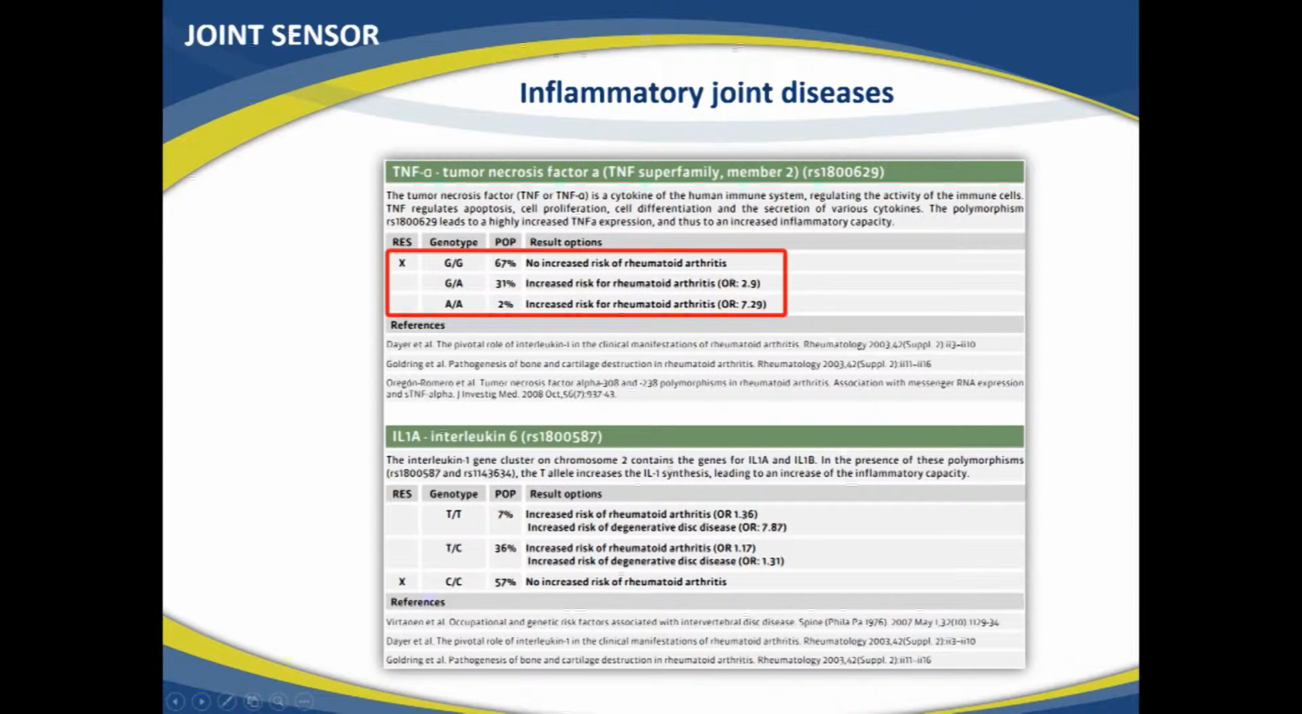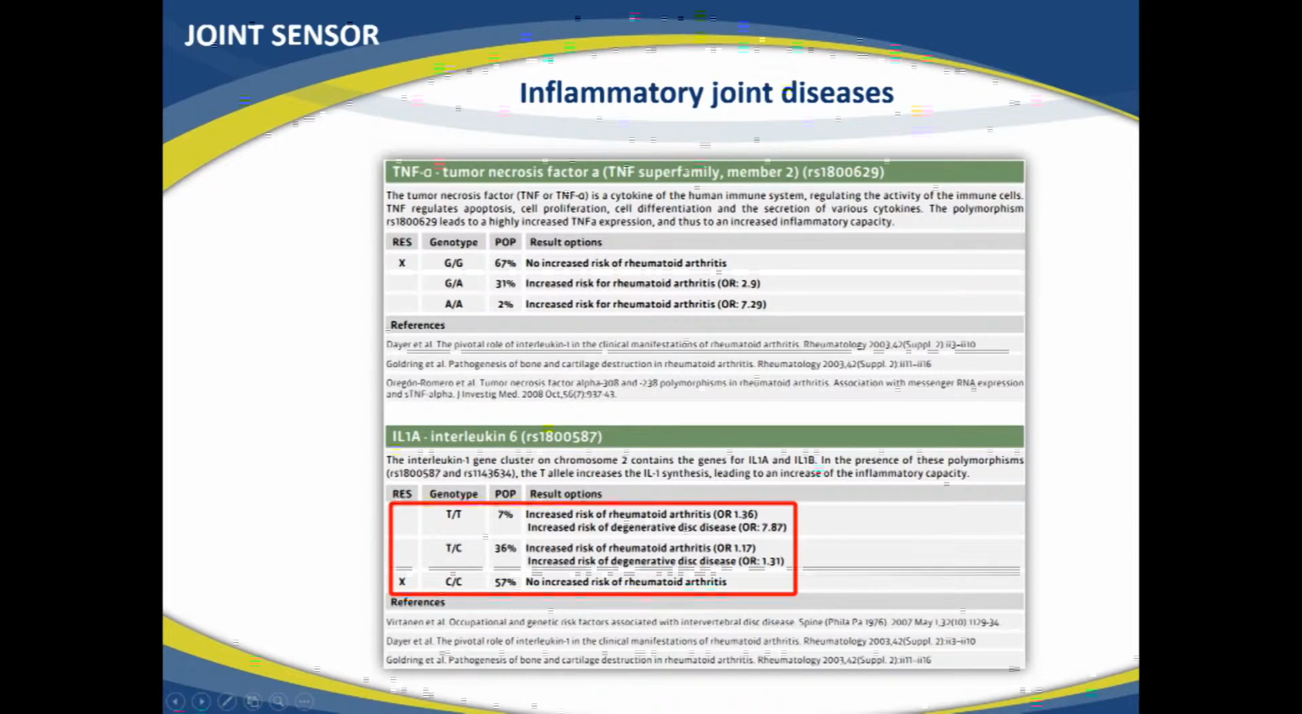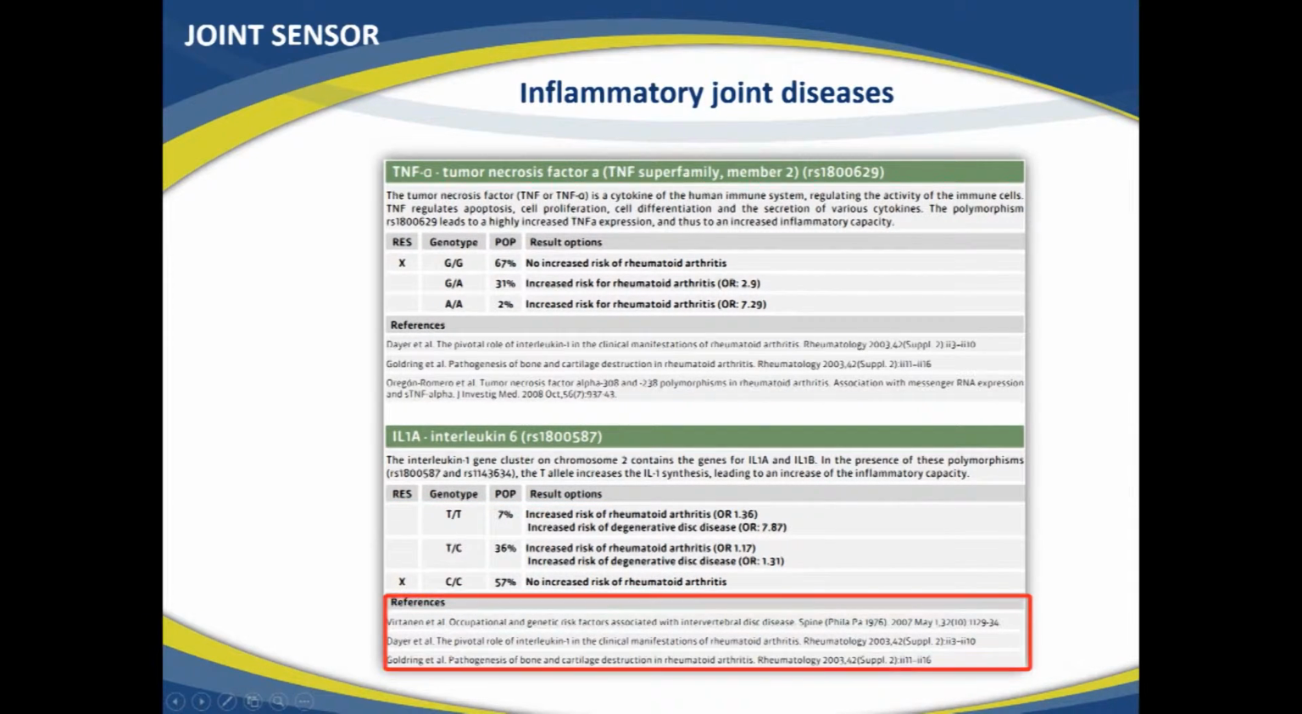Here you can see how common the genetic variations are. So 2% have the AA genotype and a 7.29 risk of developing rheumatoid arthritis, so a 7 times higher risk. And the interleukin 6 gene, the CC genotype, has no risk, and others have 1.36 risk, but also a 7-fold risk of degenerative disc disease. And this is the science behind it.